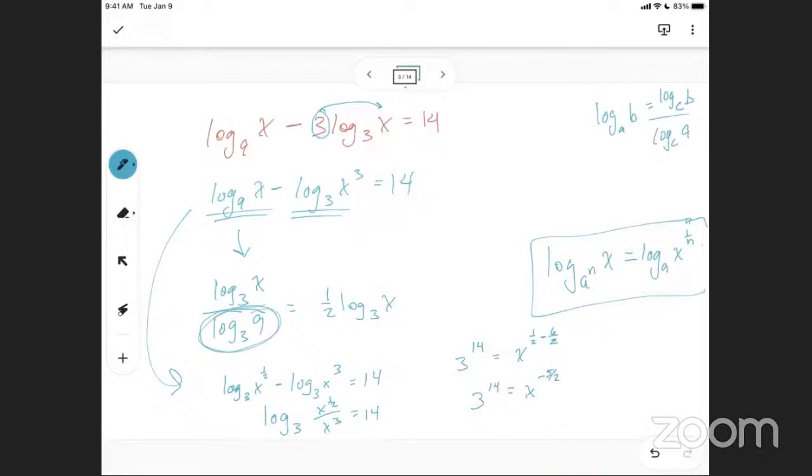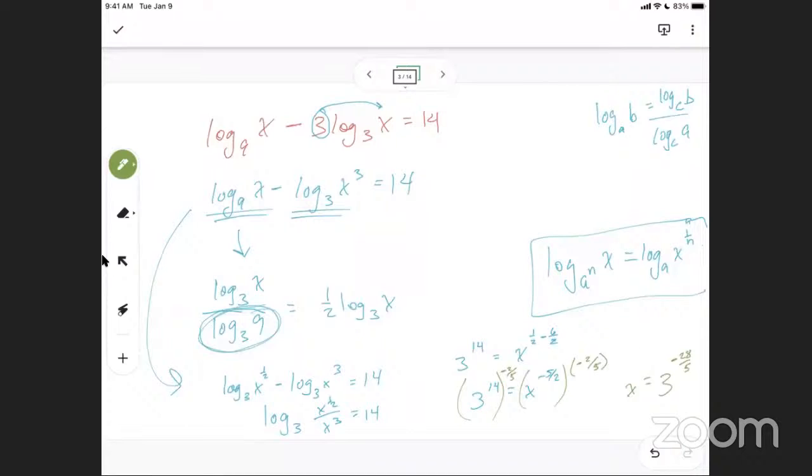So how do I solve this for x? How do I get rid of a -5/2 power? I raise both sides to the negative reciprocal, the -2/5 power. Right? Okay. So x equals, this is a big mess. x equals 3 to the negative 28/5. Boy, that does not seem like the right problem or the right answer.